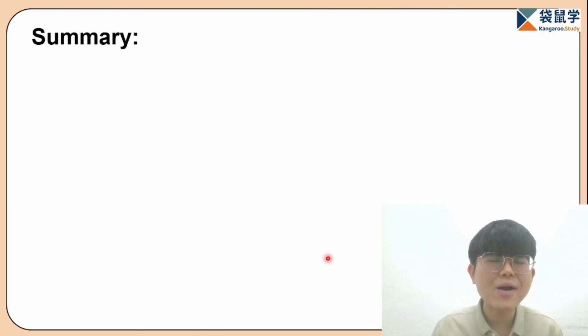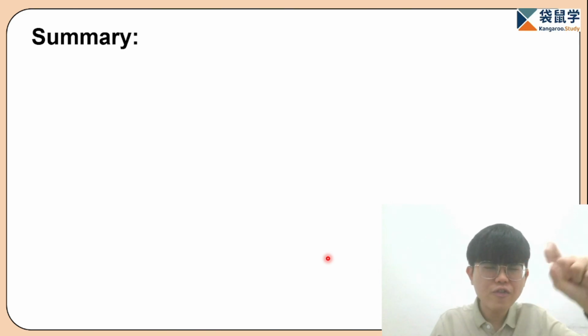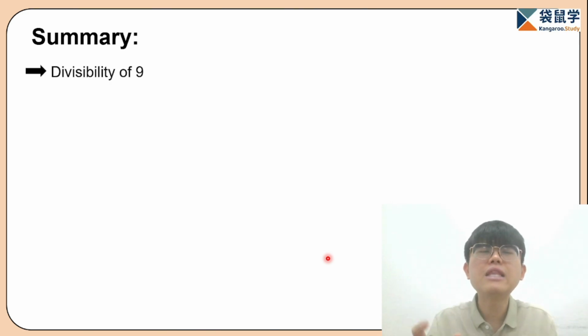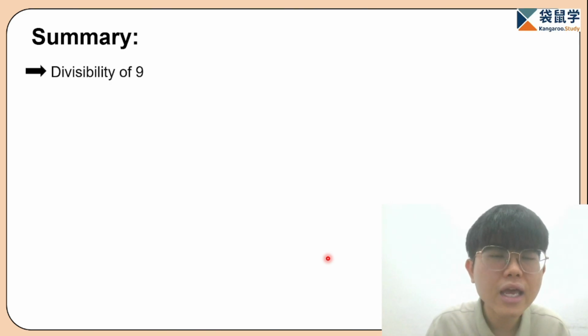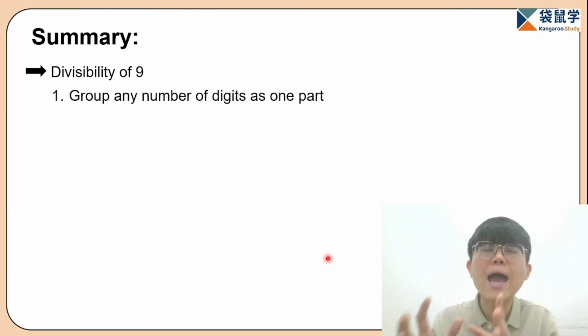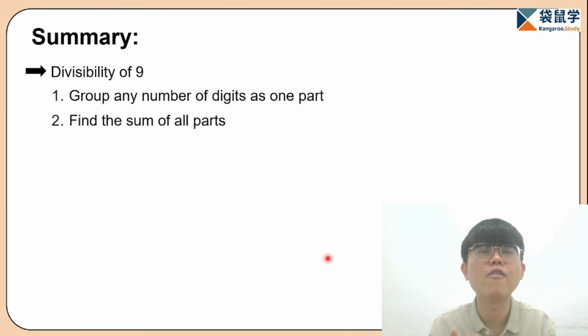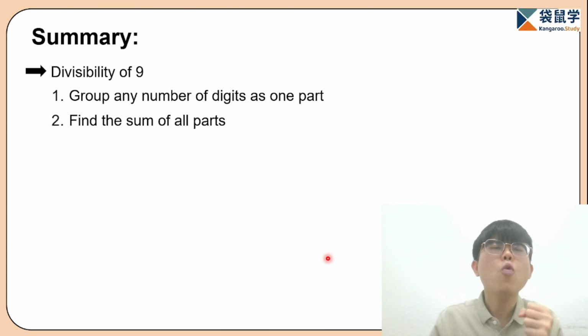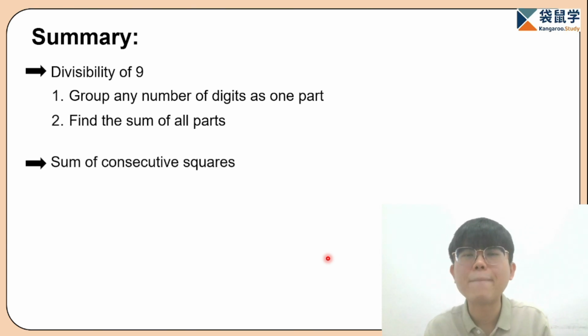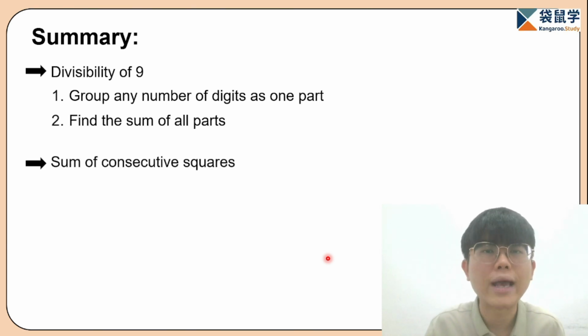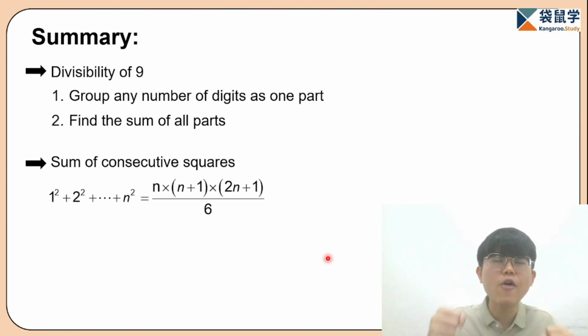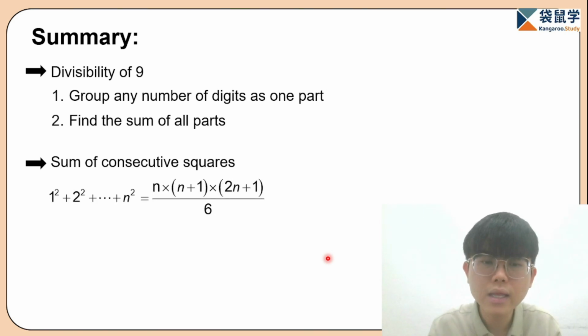Alright, so let's summarize what we learned from this question. First thing first, we learned that for the divisibility test of 9, you can group any number of digits as one part. You just have to find the summation of all parts. Second thing, we learned that if you want to find the summation of consecutive square numbers, you just have to use this formula, n times n plus 1 times 2n plus 1 divided by 6.